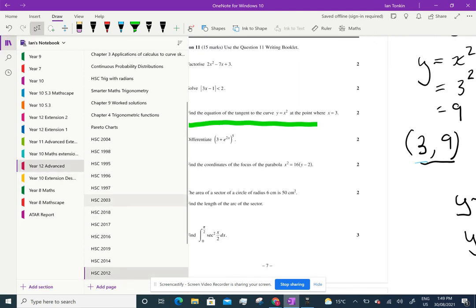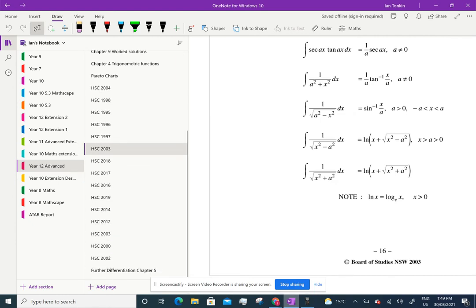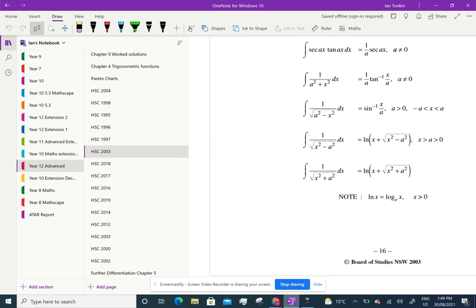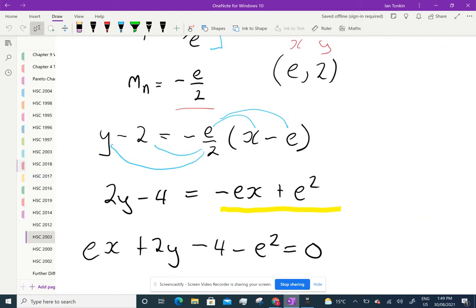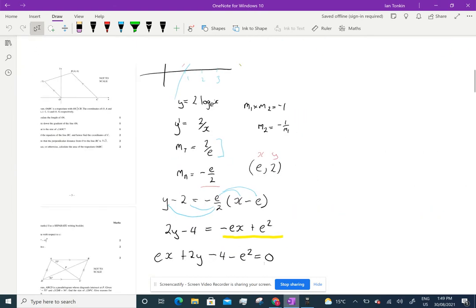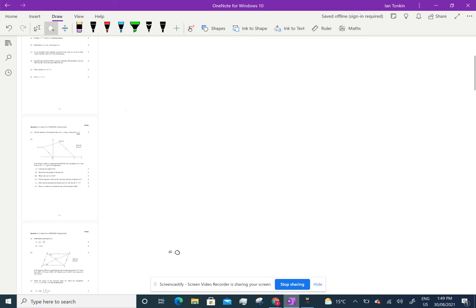I had to go all the way back to 2003, because I've already done it. And it's a hard one. So I'm just going to get rid of all this because I'm going to do it again. And I'll get rid of that.